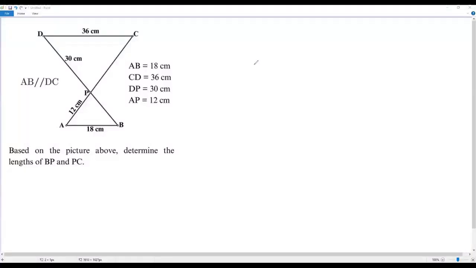Here we have a geometry problem. Okay, let's go to the question. So there is a figure given over here, and we have important information over here. That is AB and DC, and in between them we have two lines. So it indicates the line segments AB and DC are parallel. First we have to understand that. So AB and DC are parallel.